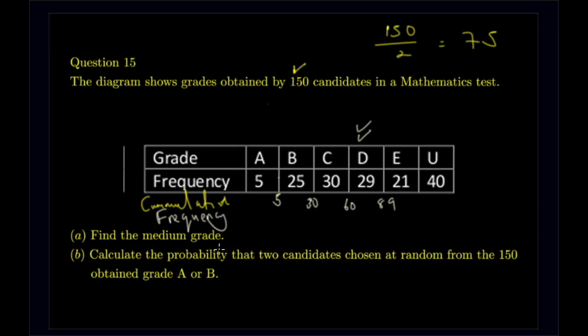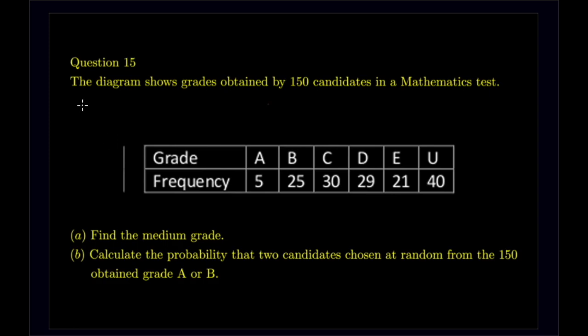So our median grade, therefore, the median grade is D. Write your D's nicely so that it doesn't look like an O.